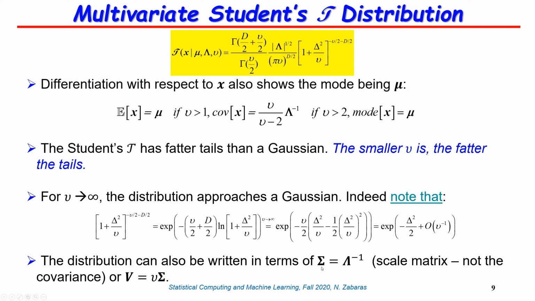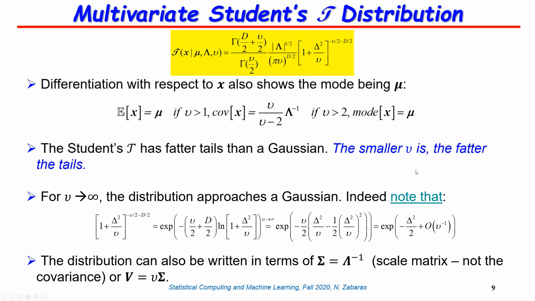In some books or on the web, you will find parametrization in terms of sigma, which is the inverse of lambda. But there are a number of key publications that not only don't use lambda or sigma, they use the degrees of freedom times this matrix sigma. So always pay attention to what the parameters of the distribution that you're seeing represent.